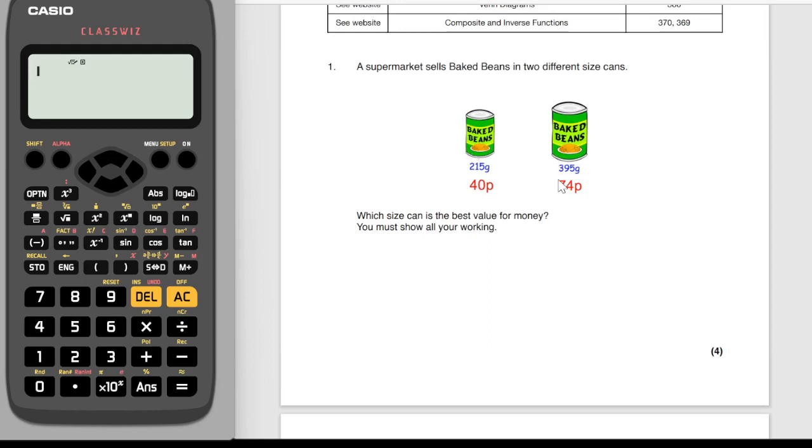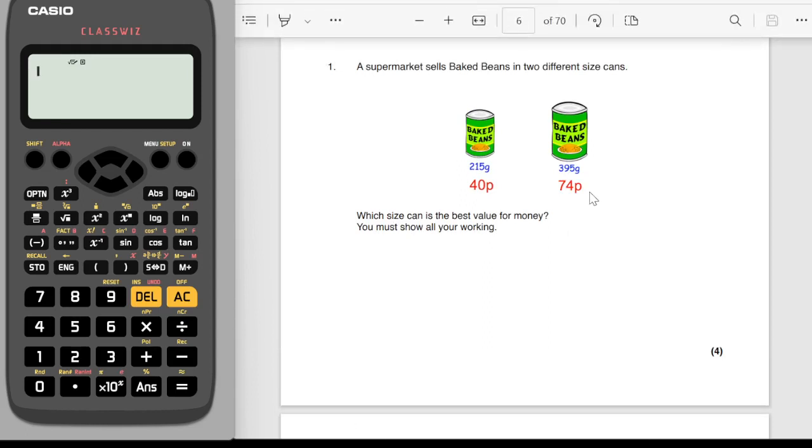Okay, so question one. A supermarket sells baked beans in two different size cans. We've got 40 pence for 215 grams or 74 pence for 395 grams. Which size of can is better value for money?